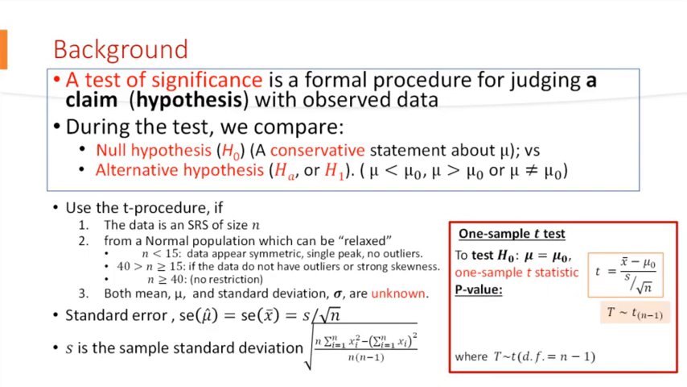The p-value is defined according to the alternative hypothesis. Given t is a random variable following the t distribution with degrees of freedom equal to n minus 1. If the alternative hypothesis HA is mu larger than mu0, the p-value is the probability that t is greater than the t statistic. If HA is mu smaller than mu0, the p-value is the probability that t is smaller than the t statistic. If HA is mu not equal to mu0, which is a two-sided test, the p-value is 2 times the probability that t is larger than the absolute value of the t statistic.